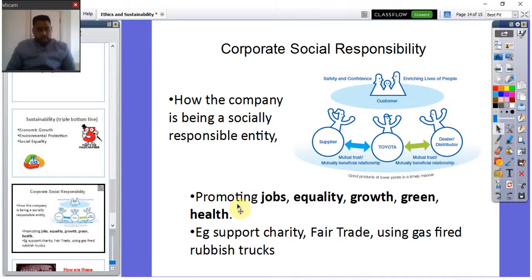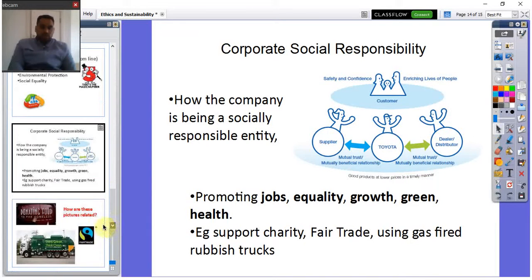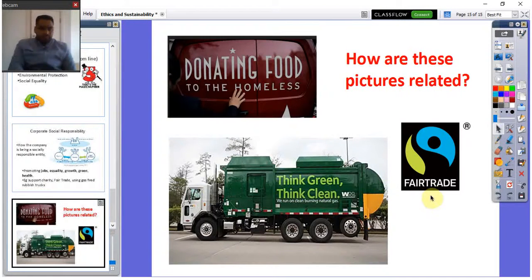Fair trade is an example of corporate social responsibility. For example, rewarding African farmers, who are the main farmers, with the right amount of money for producing, basically. Using gas-fired rubbish trucks is an example of how a local authority might be sustainable and socially responsible. So how are these pictures related? It's not going to take a genius to work out that they're all examples of corporate social responsibility.